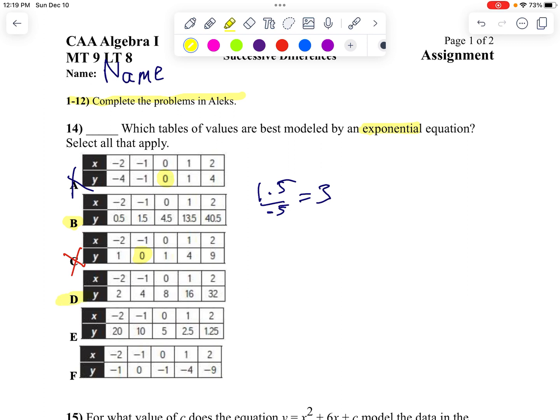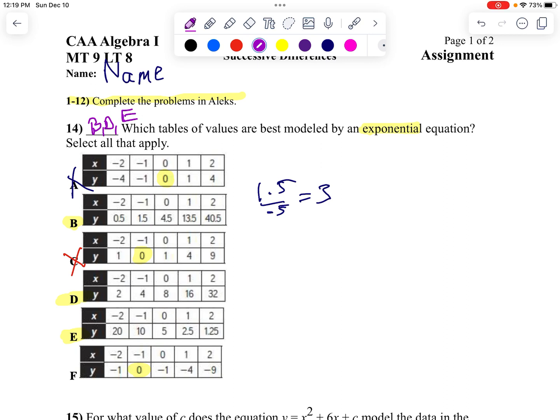Okay, letter E. Looks like I'm dividing by 2. 20 divided by 2 is 10. Divided by 2 is 5. Divided by 2 is 2.5. So that one's exponential also. So you have 3 correct choices I see here. And then choice F, I got that 0 in there again, so that does not work out. So your correct answers are B, D, and E for this one. You got 3 correct answers you should choose from.